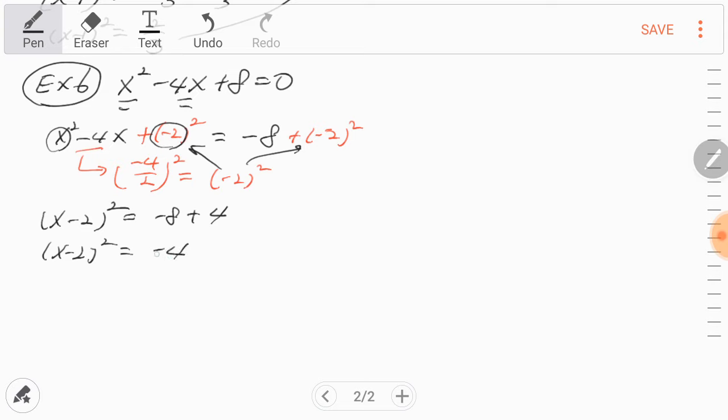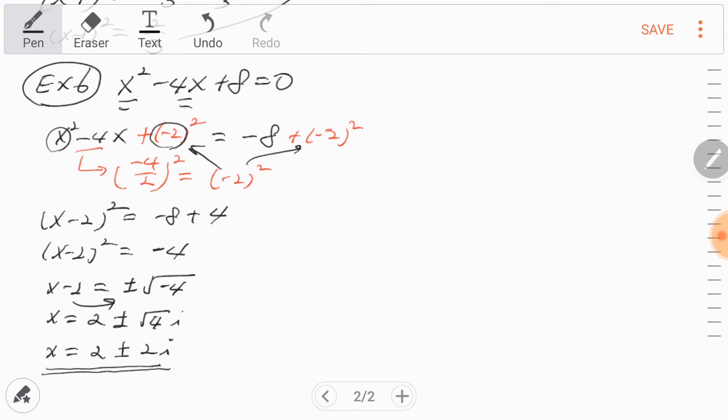You know, something squared equals negative 4, so the solution is what? The solution is a complex number. So x − 2 is equal to plus or minus the square root of negative 4. Move this negative 2 to the right, plus or minus what? Square root of 4 is 2i. So finally, x equals 2 plus or minus 2i. So there are two complex solutions. One is 2 + 2i, and the other one is 2 − 2i.